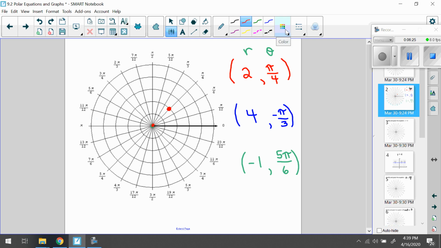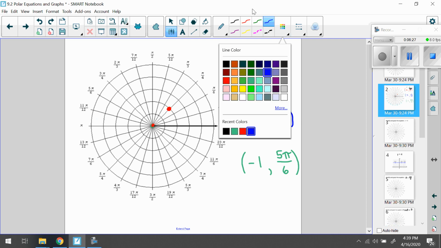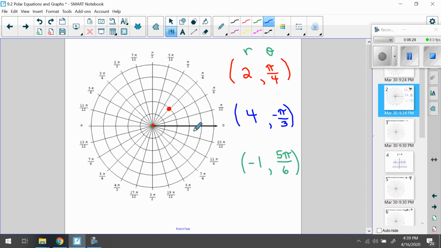For the next one, 4, negative pi over 3. This time the angle is negative. We'll use the same polar axis, so I'm going to go clockwise pi over 3, which would be 5 pi over 3 if I were going forward, but I'm going backwards, so that'll take me here. If r is 4, I'm going to go in this direction: 1, 2, 3, 4, and that point goes here.